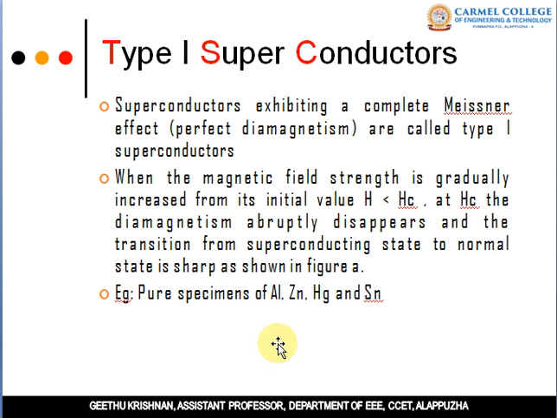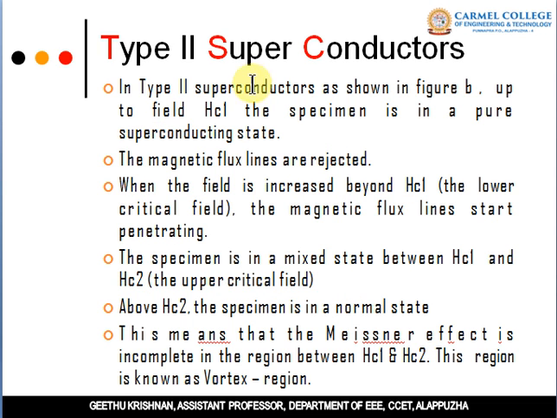When the field is increased beyond Hc1, the magnetic flux lines start penetrating the specimen in a mixed state between Hc1 and Hc2.